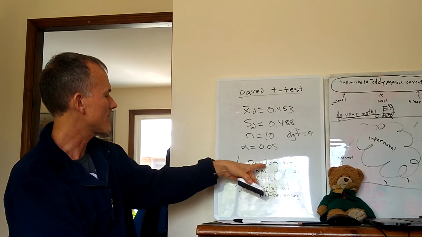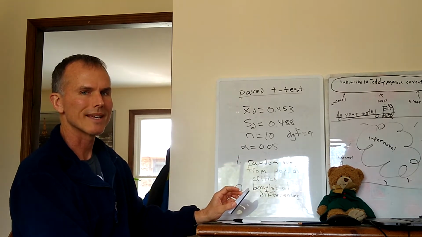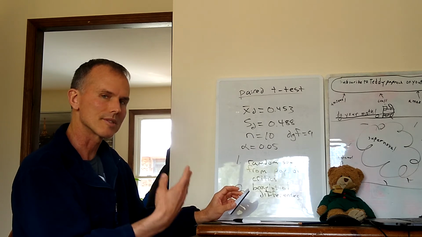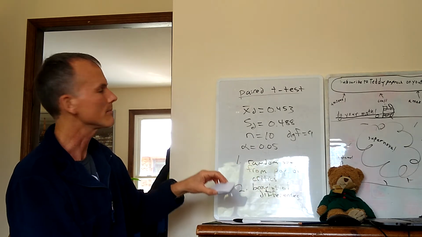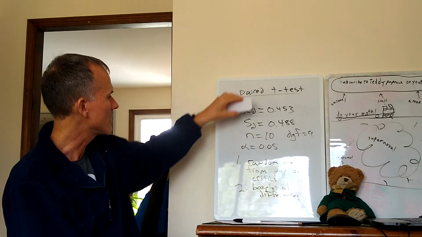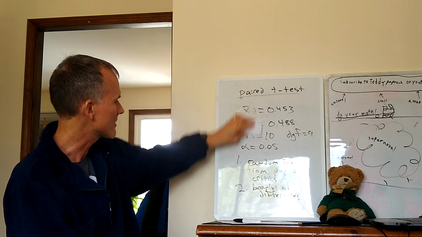All right, and notice I did say random sample singular. That was a random sample of critics. Yeah, they each gave us 2 ratings, but it was just a single random sample. Okay, so we've checked our conditions. We've got our sample summary statistics.